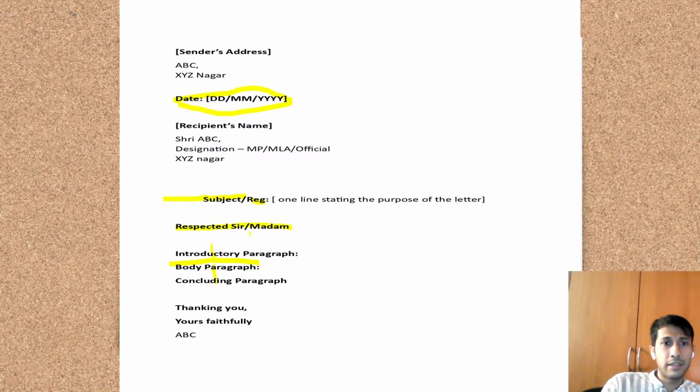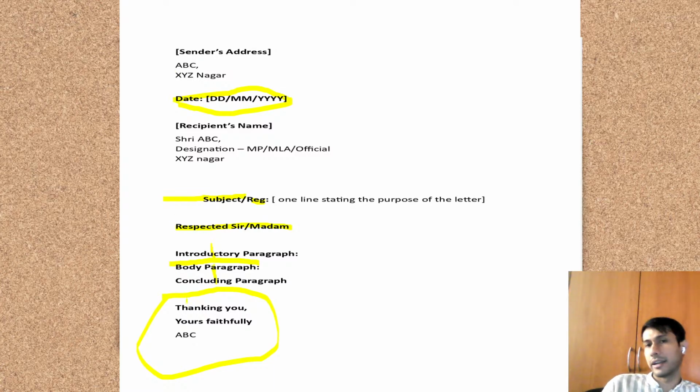Then this has to come in the same format. On the left hand side, thanking you, yours faithfully, ABC. This is like standard. Okay, you cannot miss this at any cost. After the concluding paragraph, again on the left hand side, thanking you, yours faithfully, ABC. Whatever name you have chosen, same thing here, ABC. As simple as that.